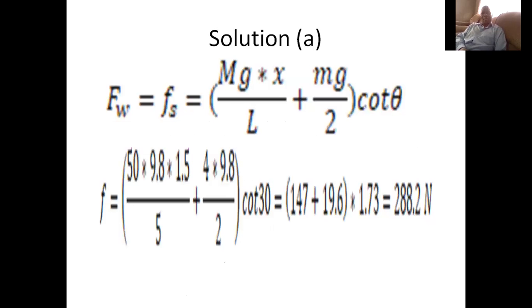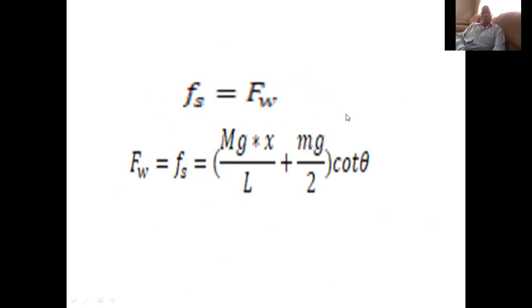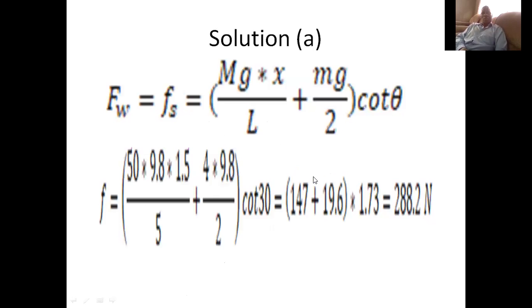So we merely use this same equation which we have formulated here. All we need to do is substitute the quantities that we have been given. We have been given that the object has a mass of 50 kg, which should be multiplied by 9.8 for our acceleration due to gravity, and then divided by 5, which is the length of the ladder.